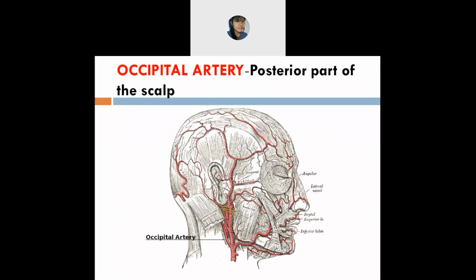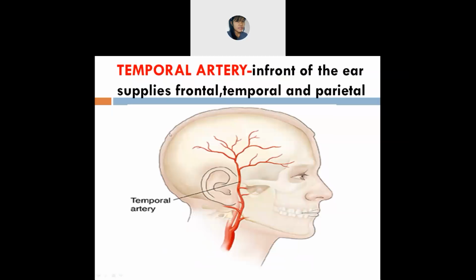Okay, next artery is the occipital artery. This is the occipital artery. So where does the occipital artery supply? It supplies blood in the posterior part of the scalp. Posterior means back side; anterior means front, posterior means back. So the occipital artery supplies all these areas near the scalp. It will go like this and supply all these areas in your head, in the scalp. Okay, is it clear? Occipital artery.